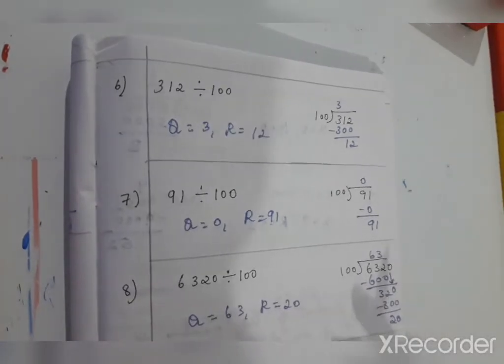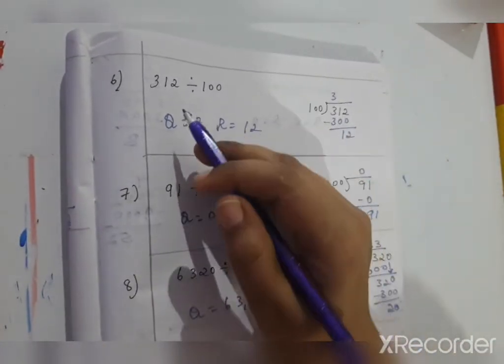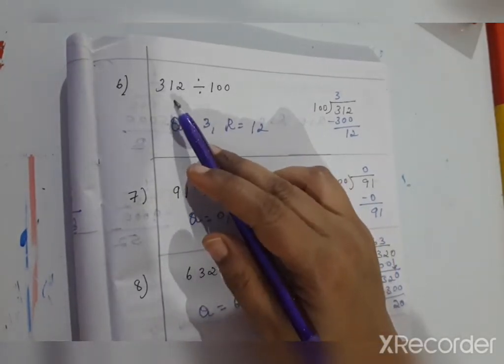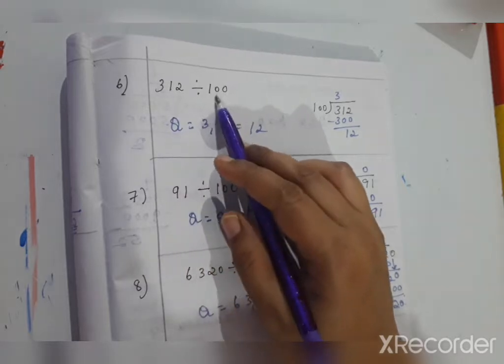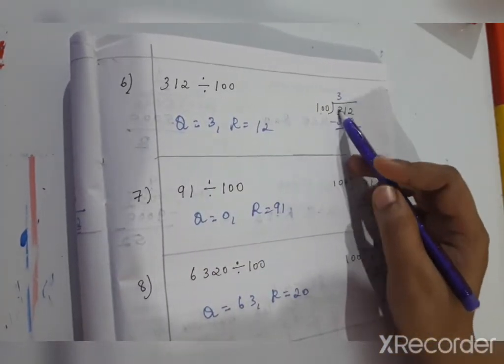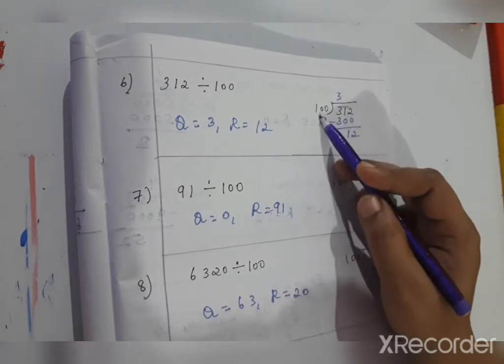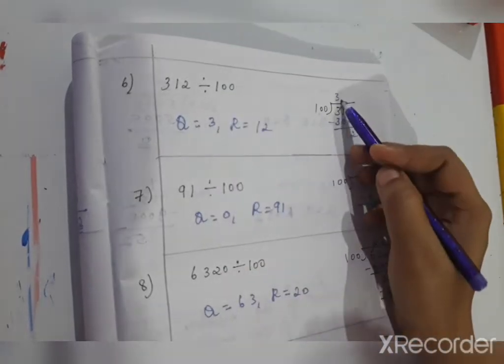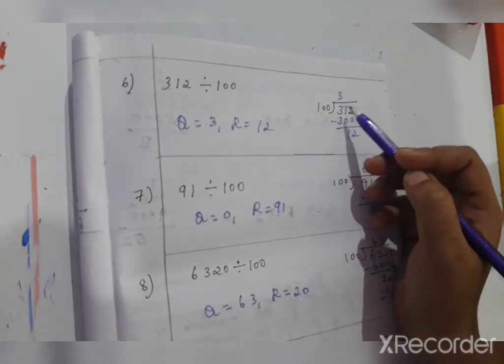Here, totally 12 questions are there. The remaining sums are homework, children. After calculating the answer, just check the answer. Now question six, 312 divided by 100. We write 100 here and 312 here. We have to consider 3 digits. 100 threes are 300, and the remainder is 12. The quotient is 3 and the remainder is 12.